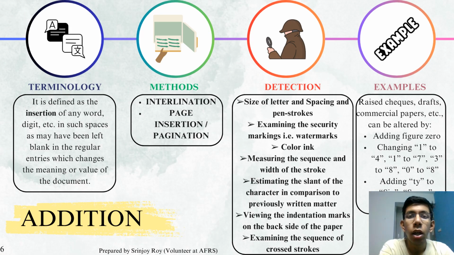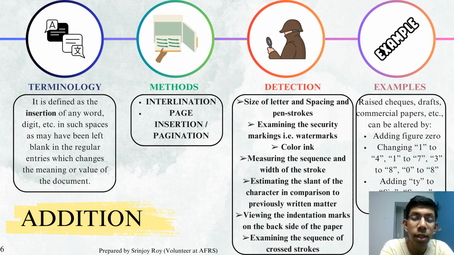Now we're going to study a little bit in depth about addition. Addition, as I said, is the insertion of any word, any digit, any number, anything. It's adding something to a document. That is known as addition. How can you do addition? It's done in two ways: interlineation or page insertion.